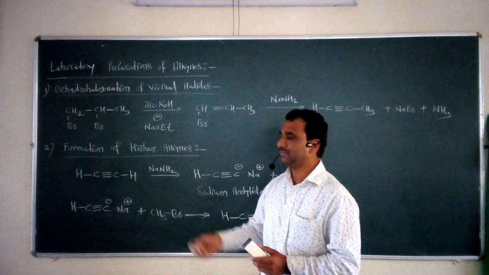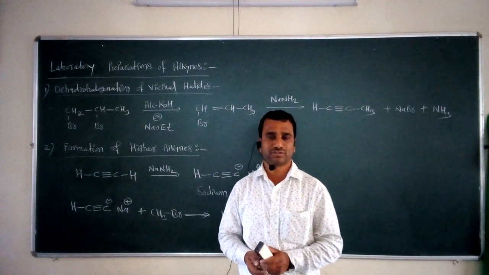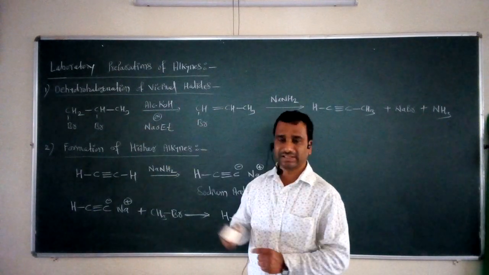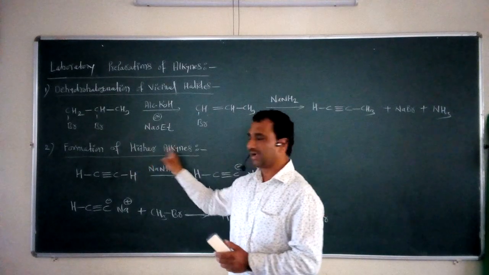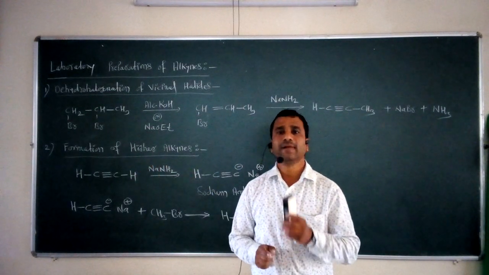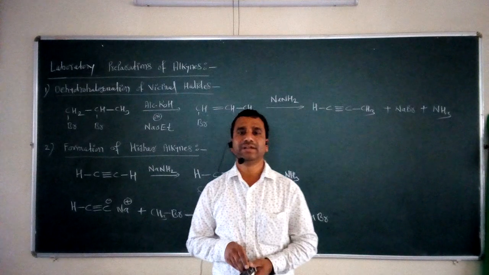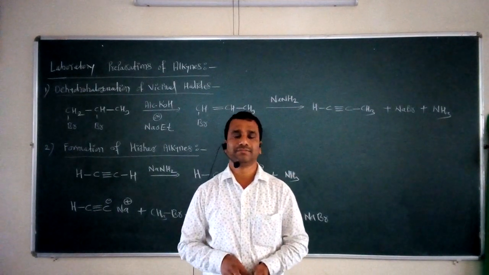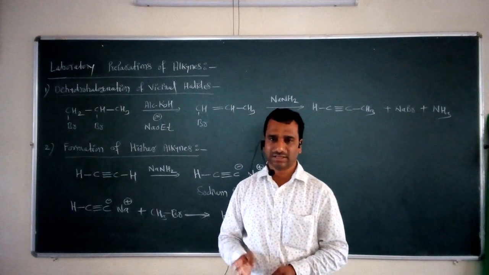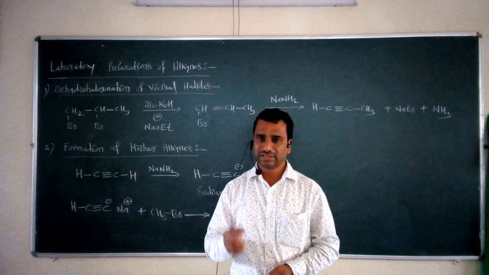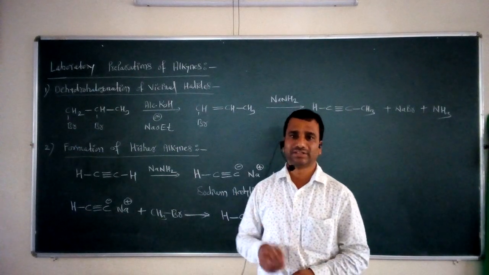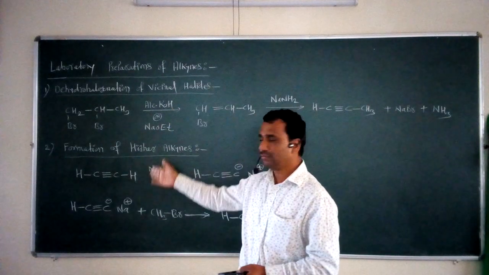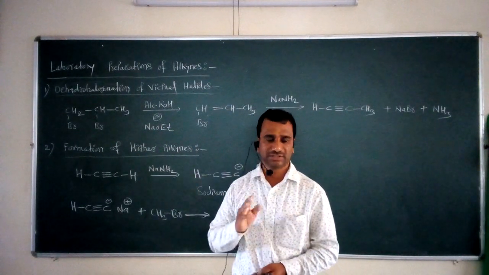So these are the two simple methods commonly used in a laboratory for the formation of alkynes. The first method is dehydrohalogenation of vicinal halides, and the second method is the formation of higher alkynes from acetylene. In today's video lecture, we completed 4 different methods. Among these 4, 2 methods are industrial methods of preparation of alkynes. The first is preparation from calcium carbide, and the second is preparation from methane gas, while these are the 2 laboratory methods.